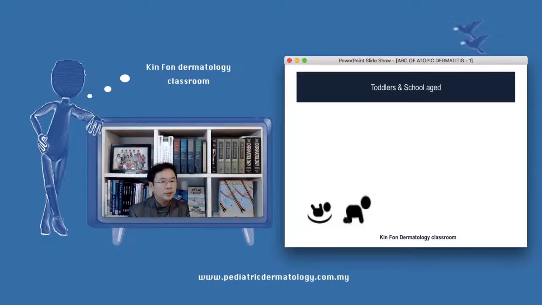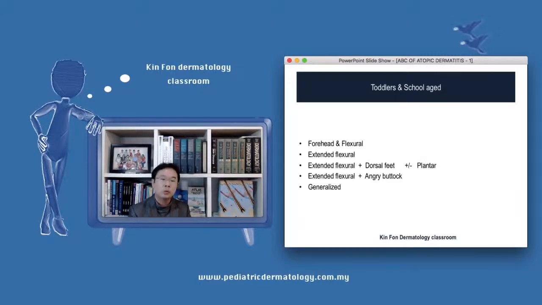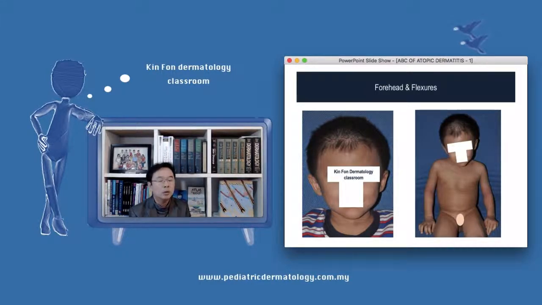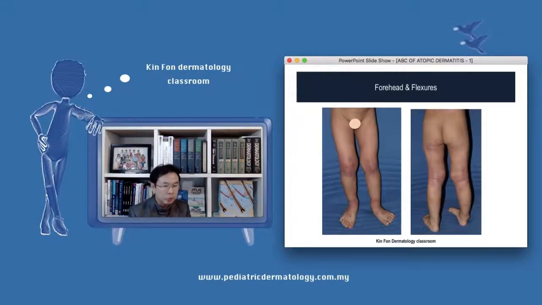For the toddlers and school grade age children, the pattern changes accordingly. The 5 most common patterns recognized in this group of patients are the forehead and flexurals, extended flexurals, dorsal feet, angry buttocks, and generalized pattern. And the most common among these 5 is the forehead and flexural pattern over the area of friction, trapping the sweat in front of the neck area, bilateral symmetrical over the elbows and behind the knee. So this is the most common pattern for the children after 2 to 3 years old.